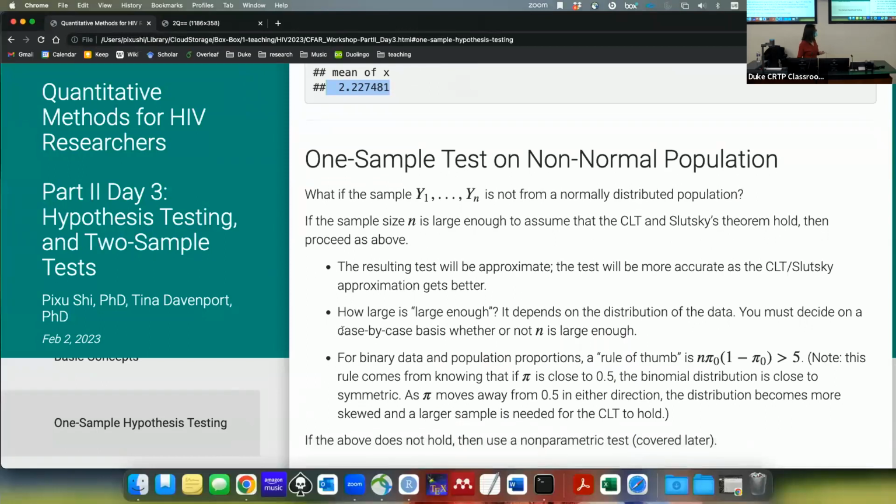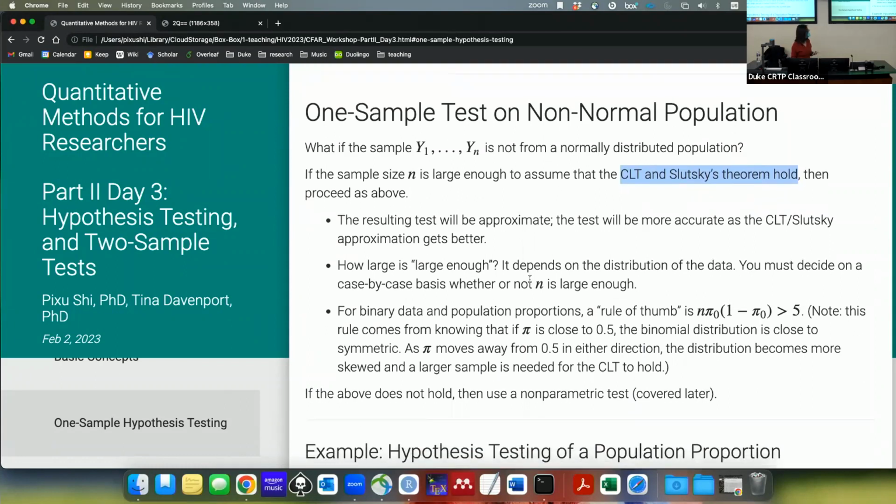But if you have, for example, an exponential distribution for non-negative values, or a Poisson distribution for counts, when your sample size is large enough, it is still safe to use this t-test to check the mean. Because we have the central limit theorem and Slutsky's theorem, those things guarantee your test is still valid in terms of large samples. So you need to have a large sample size to use the t-test for non-normal distributions.